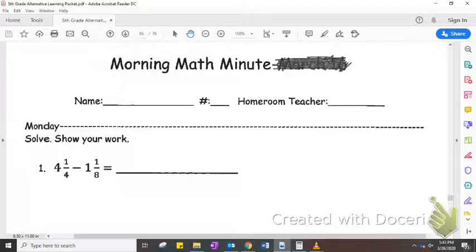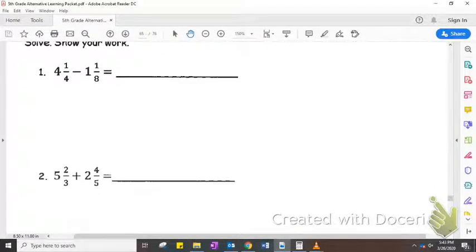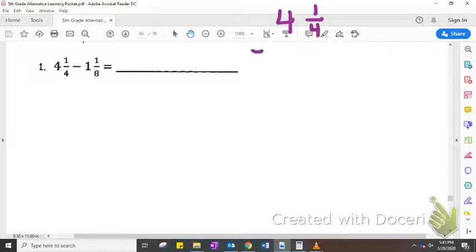So now I'm going to go to the next morning math minute and start with Monday. Okay, so we're subtracting fractions, so we're going to review the steps to help us remember this process. Step 1 is line the digits up, line the fractions up so they're on top of each other. 4 1/4 minus 1 1/8. Step 2 is find common denominators.